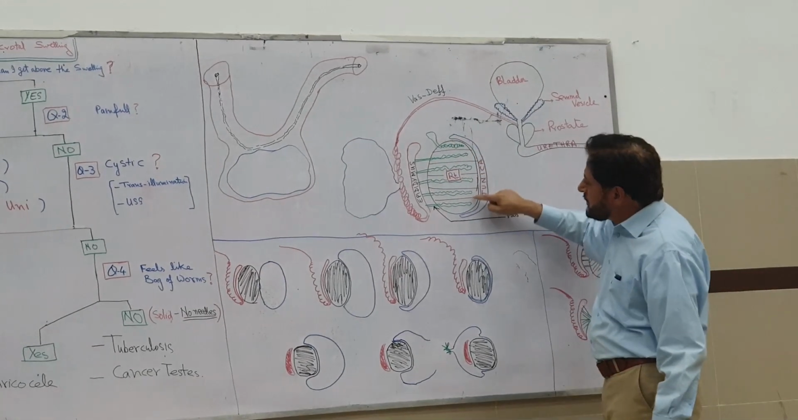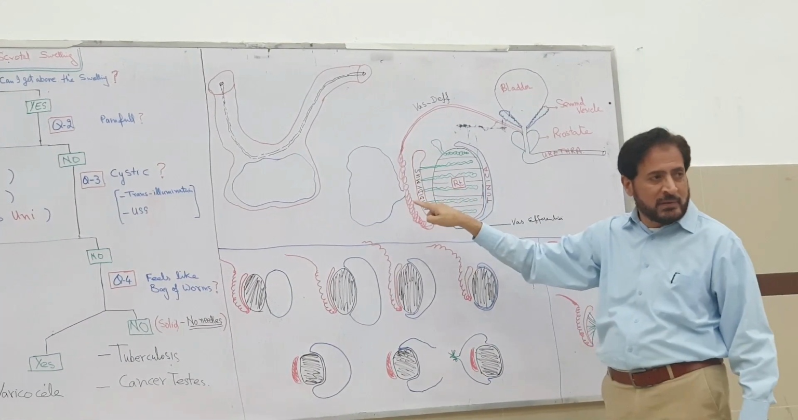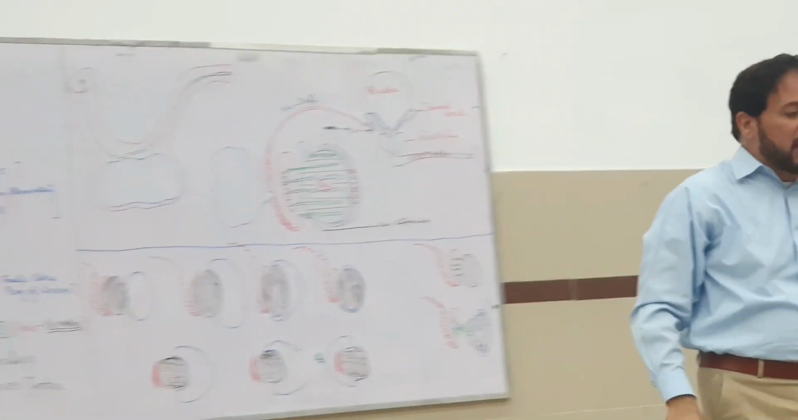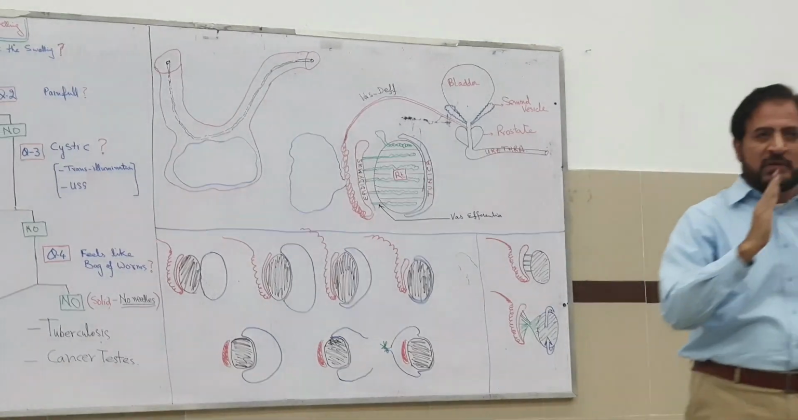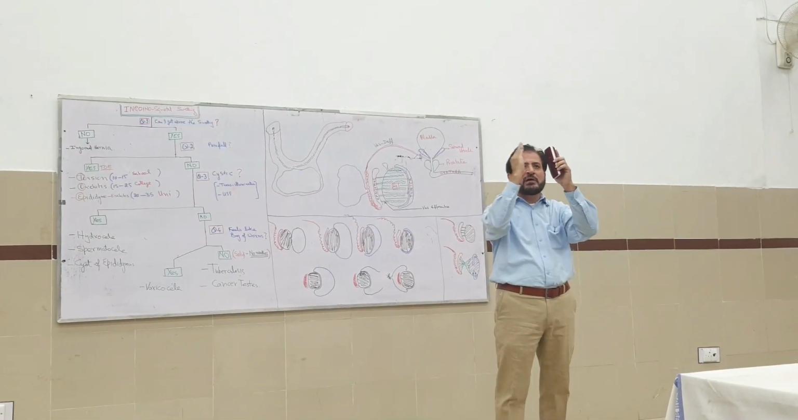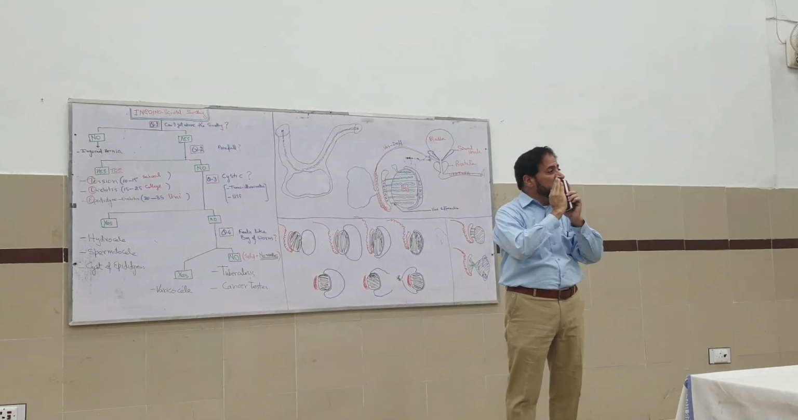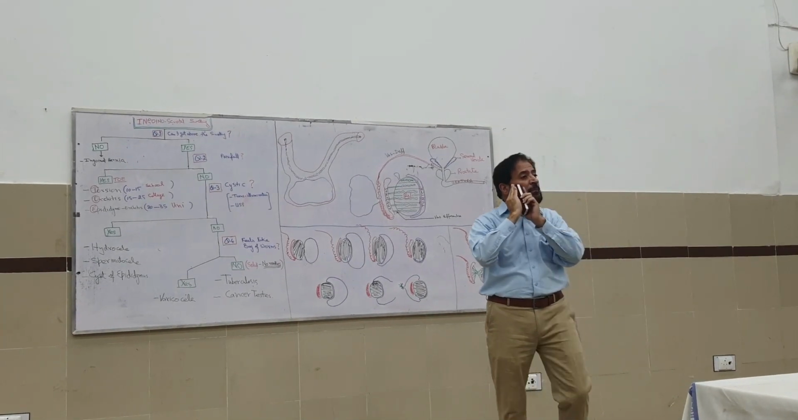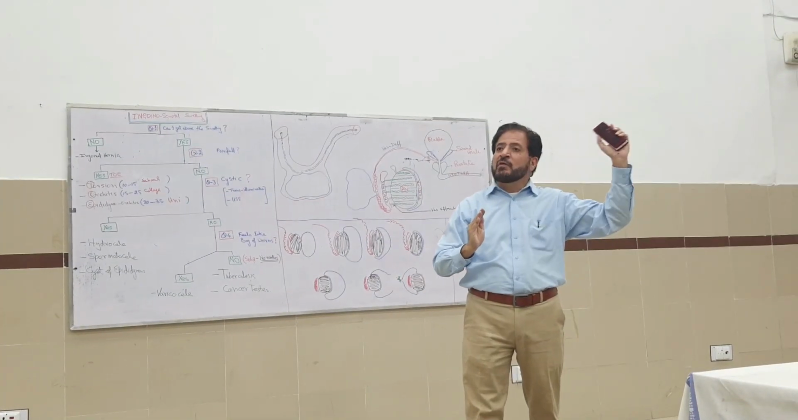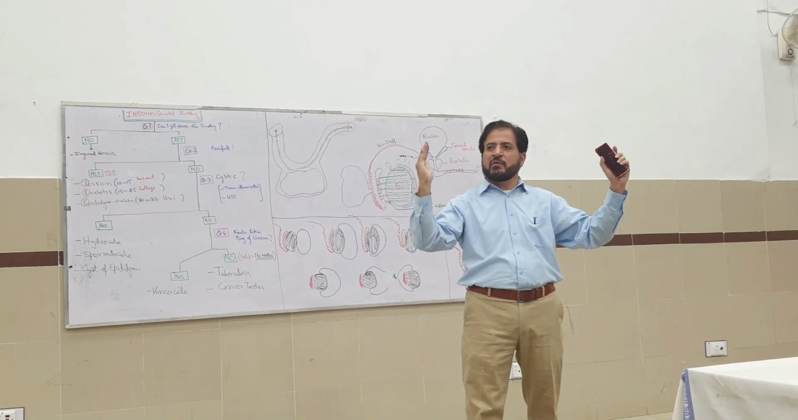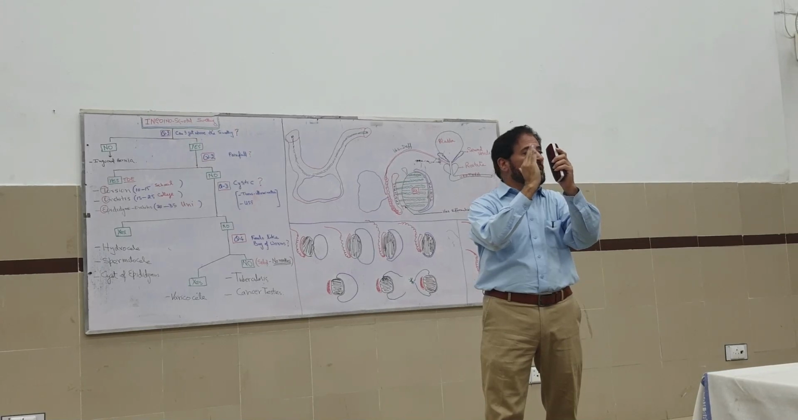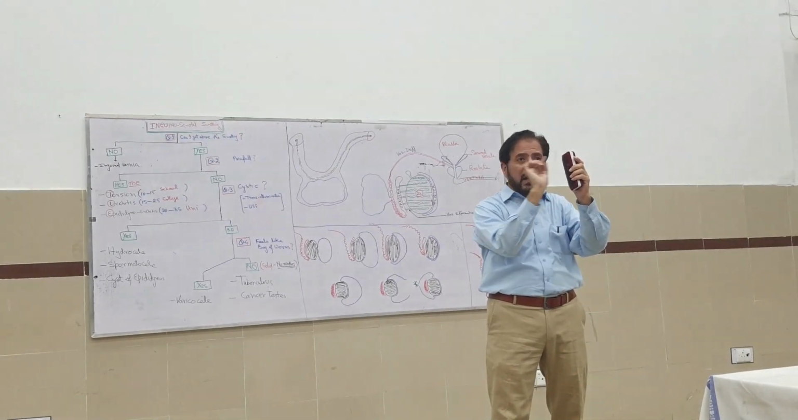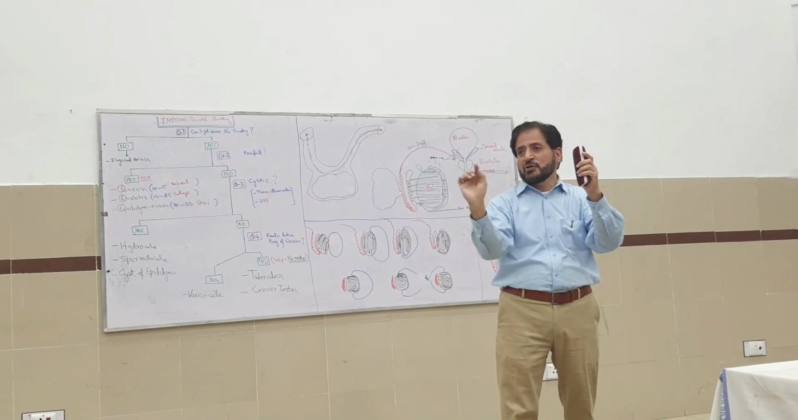Now, this right testis has an epididymis. You need to know that the epididymis is stuck onto the testis like that. So there's a testis and there's an epididymis and it is stuck onto that. But these are two separate things. Even developmentally, the testis develops separately and the epididymis develops separately. They then come closer and closer, and then they have to establish a connection between each other.